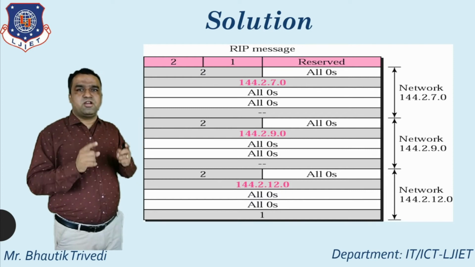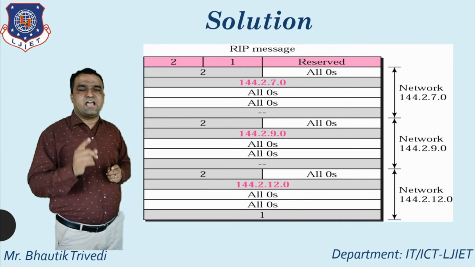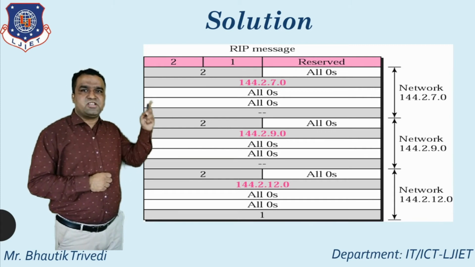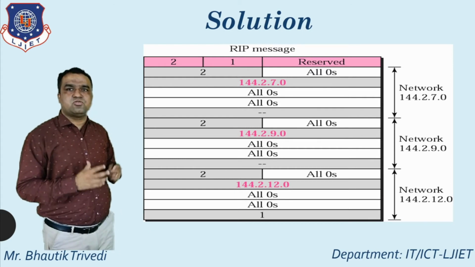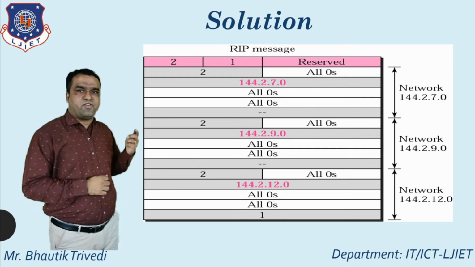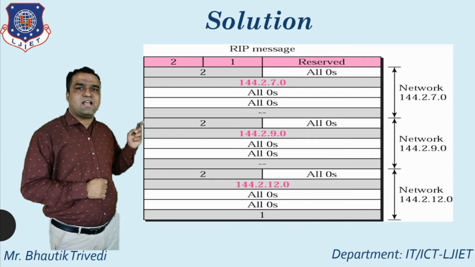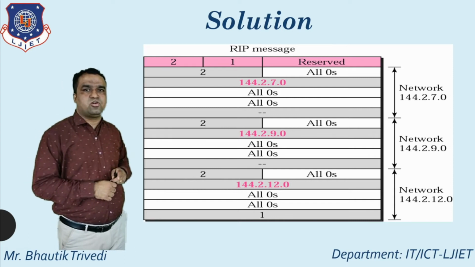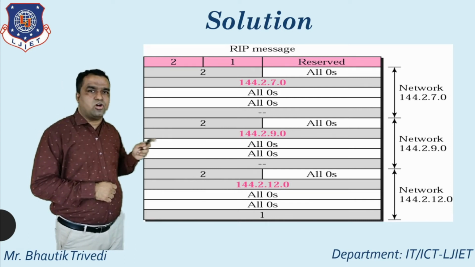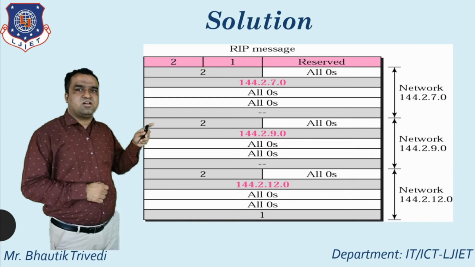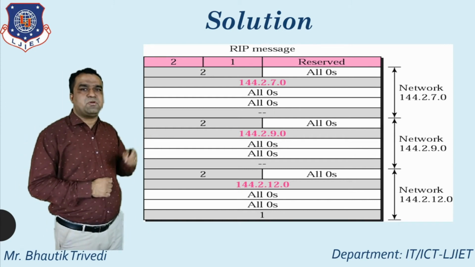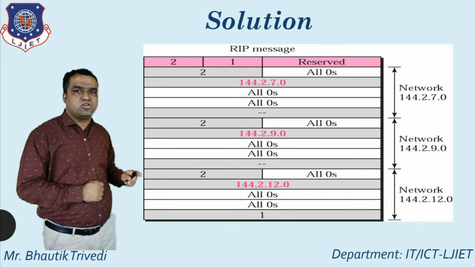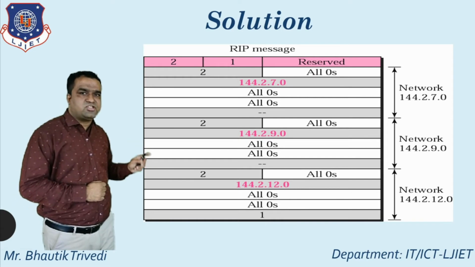1 means what? 1 means version, that supports RIP version 1. Third one, all of you know, that is reserved. Then after the TCP/IP, the TCP/IP protocol generally uses 2, that is the family. Then after the all zeros, then after the particular address 144.2.7.0, then after the all zeros, then again all zeros, then again I put the 2, meaning the TCP/IP family. Again I put another network. Again I put the all zeros, again 2, again all zeros.